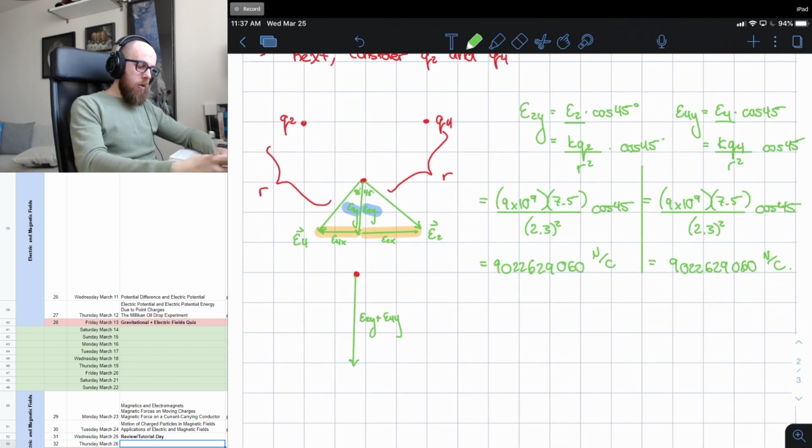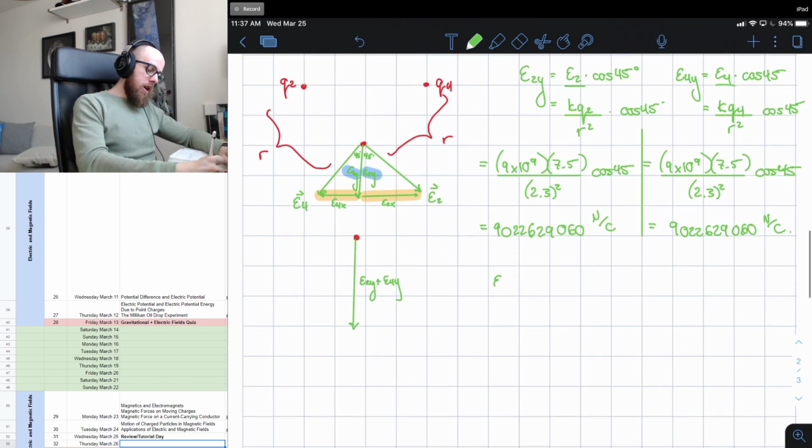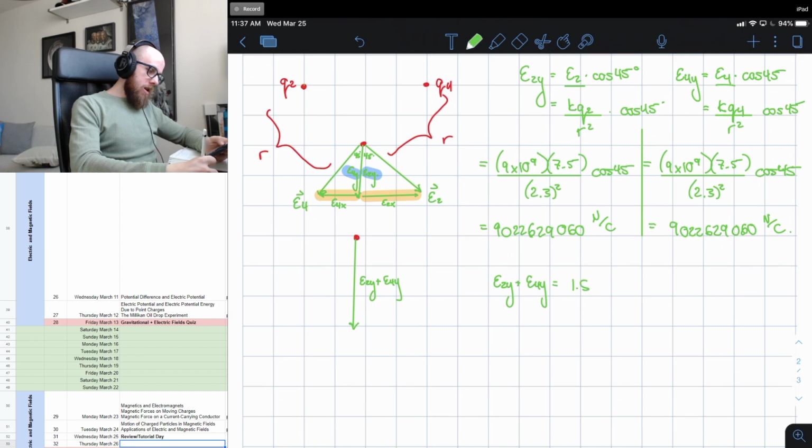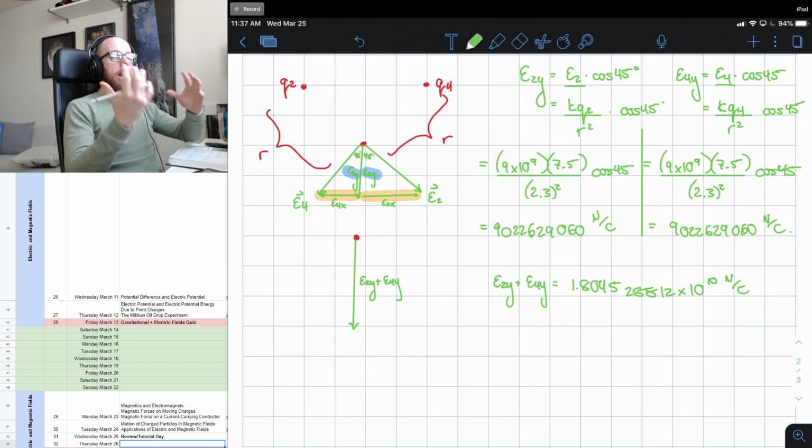Okay, so what I can do here is I can add both of these up. E2y plus E4y equals, and I just take the value that I had, and I get 1.84525812 times 10 to the 10 Newton per Coulomb. Okay, so I'm getting there now, right?